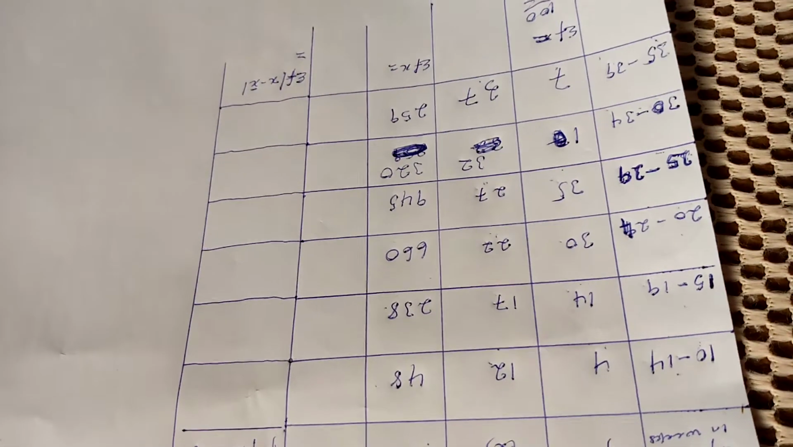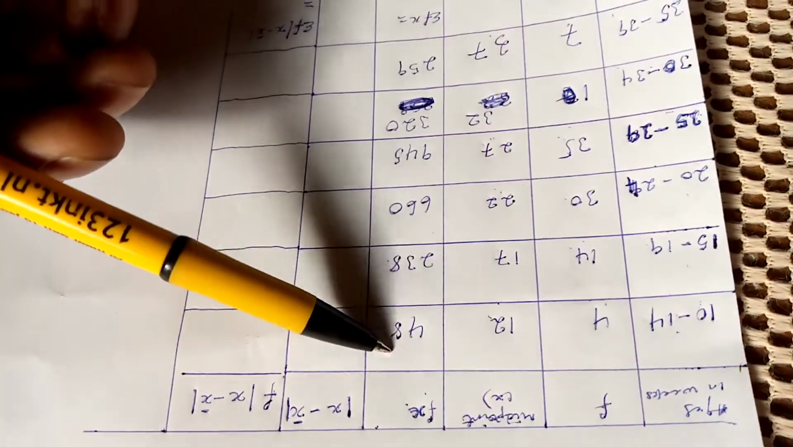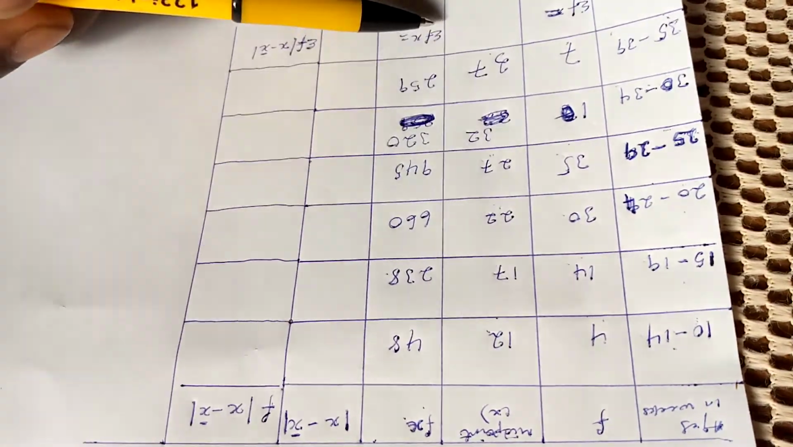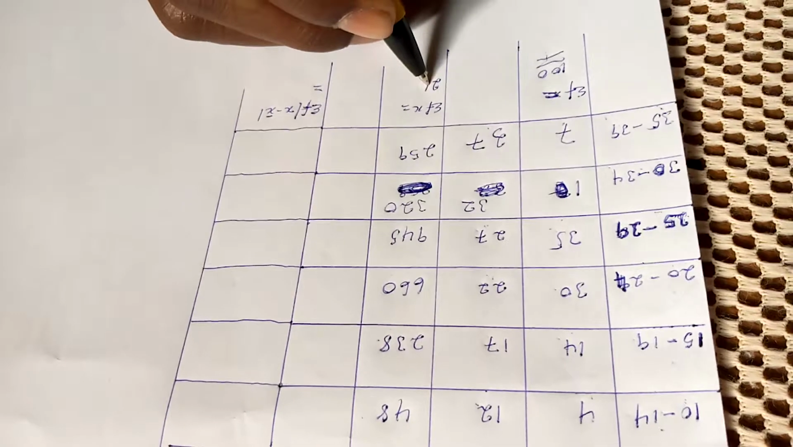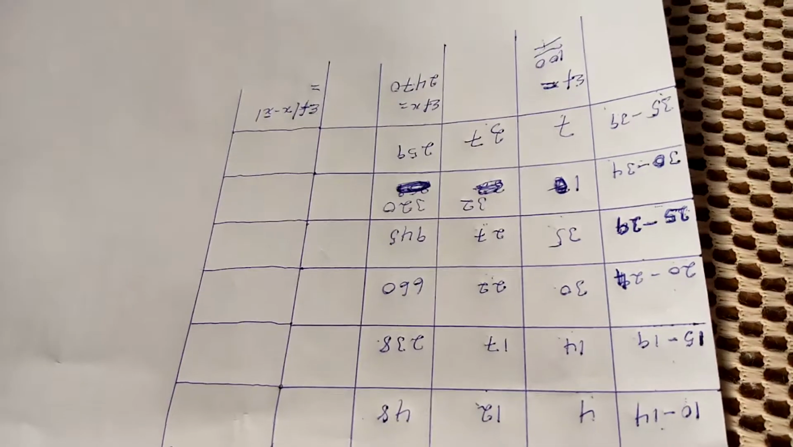Now we need to use our calculator as well to be able to know the sum of f of x. Now when we add everything, you will have 2470 as our summation of f of x.